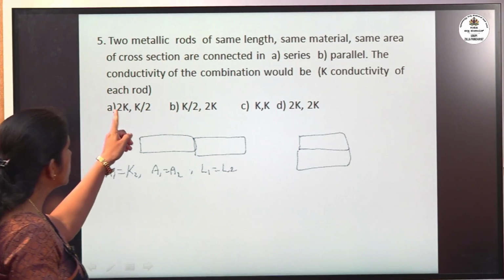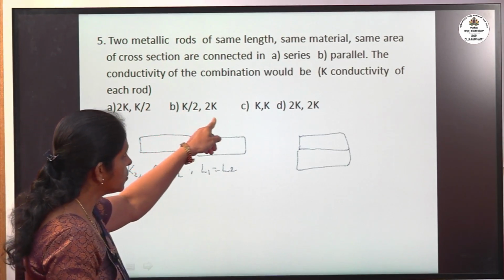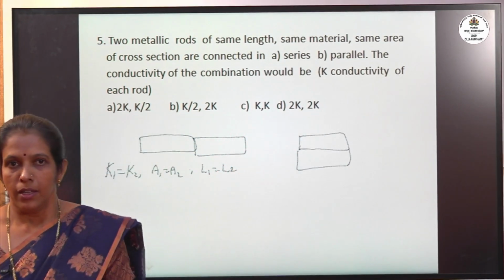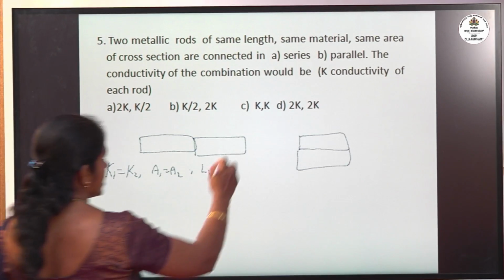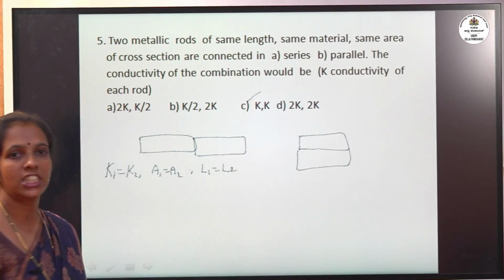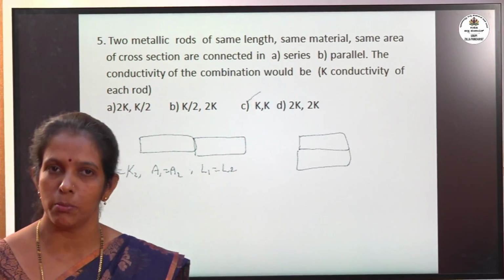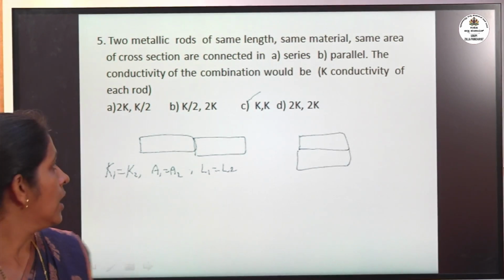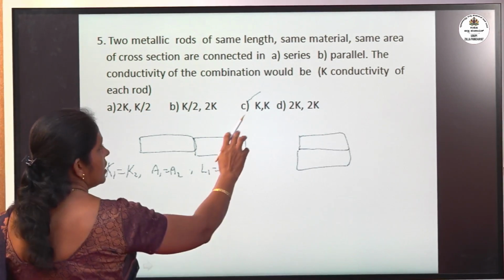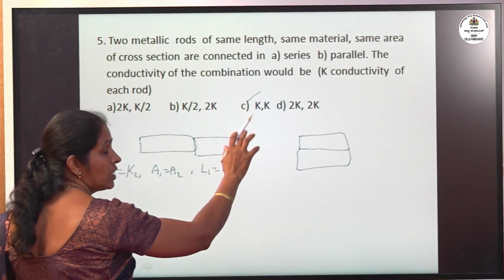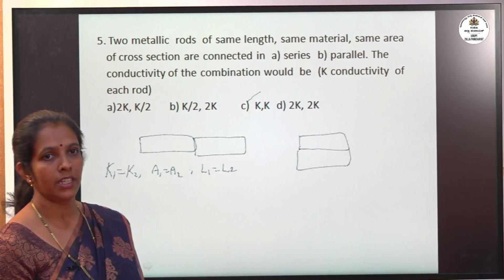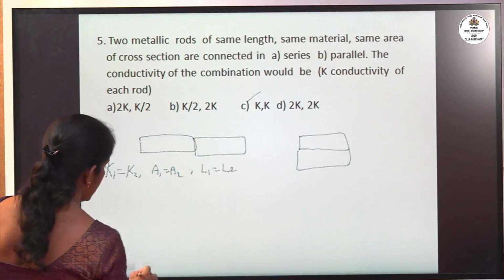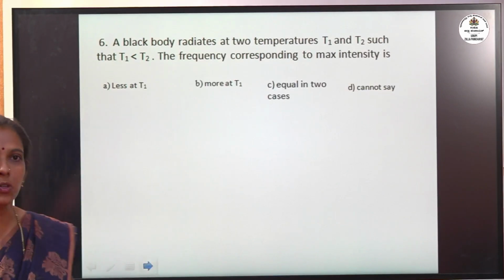Option A, 2K, K by 2; K by 2, 2K; K, K; 2K, 2K. Here option C is correct because thermal conductivity depends on the material and not the combination. The combination may be series or parallel. Thermal conductivity depends only on the material, while the rate of flow of heat depends on the combination. Option C is correct. Let us go to the next question.